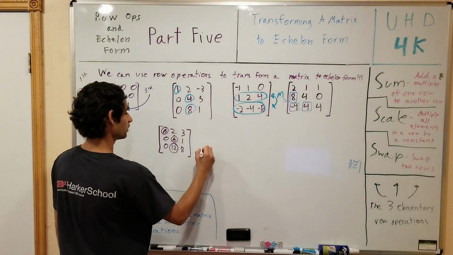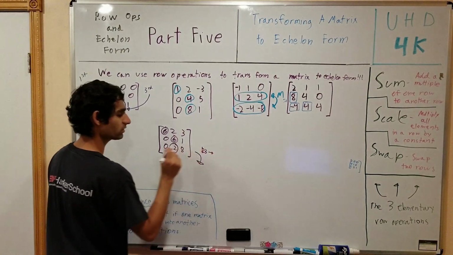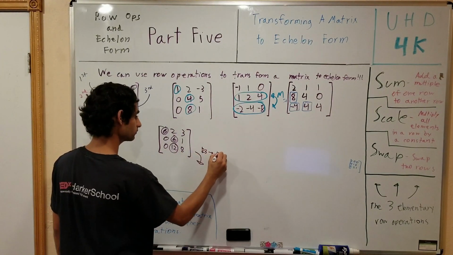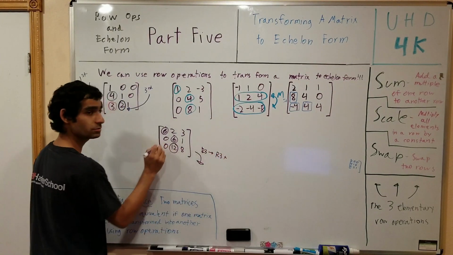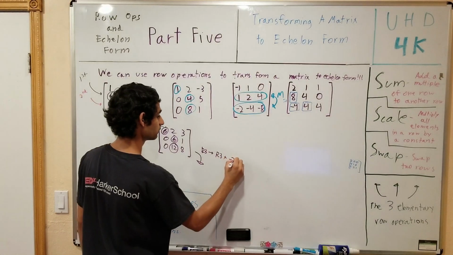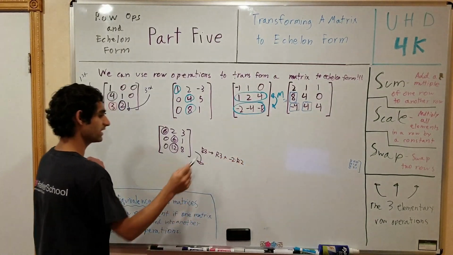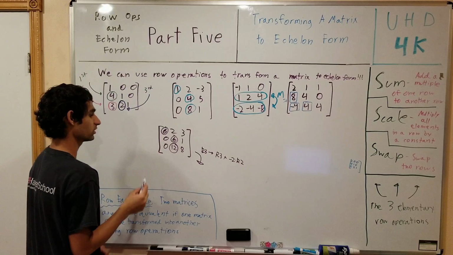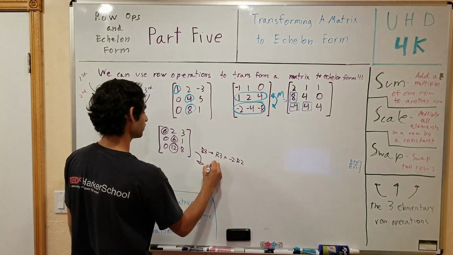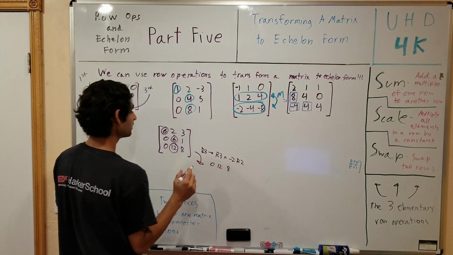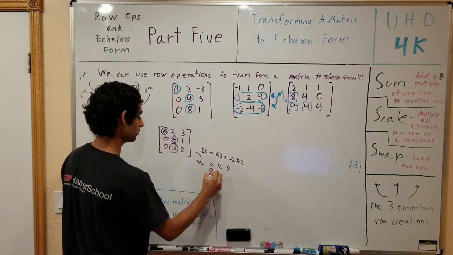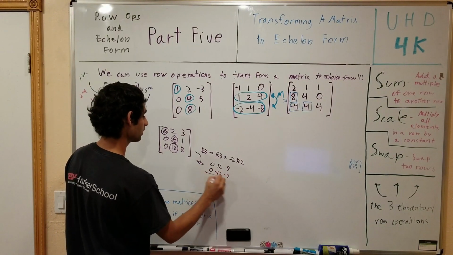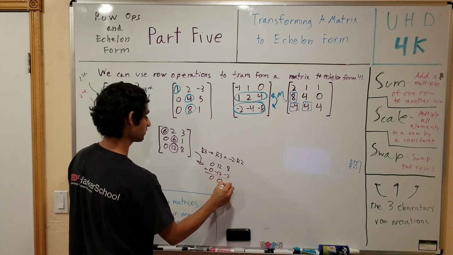We want to add -2 times the second row to the third row. And so what do we get? Our third row is 0, 12, 8. -2 times our second row is 0, -12, -2. Add them up, we get 0, 0, 6.